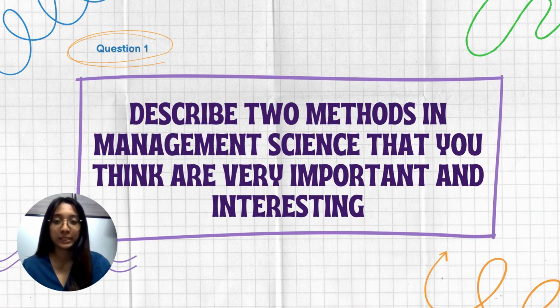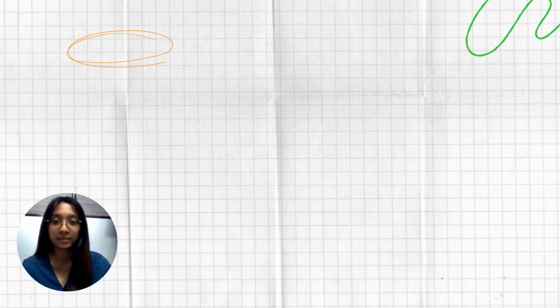Today, our Group A will be presenting on question 1, which is: describe two methods in management science that you think are very important and interesting.